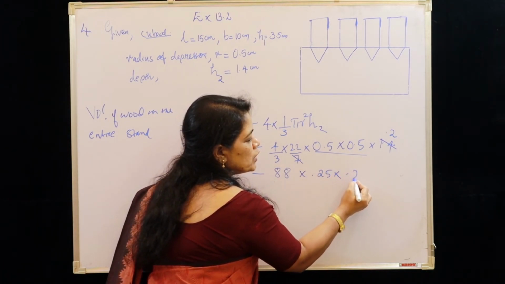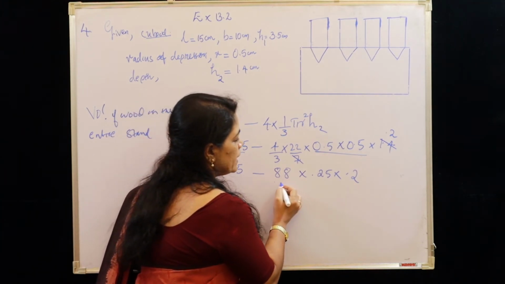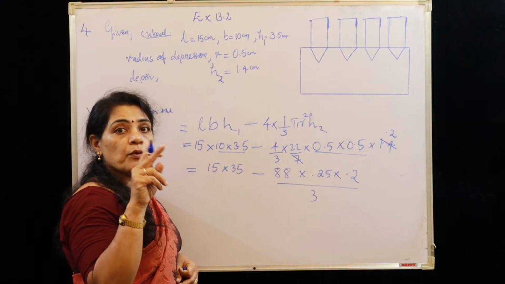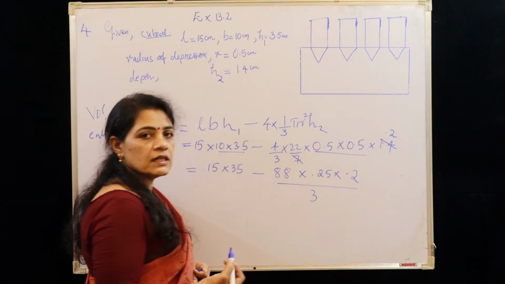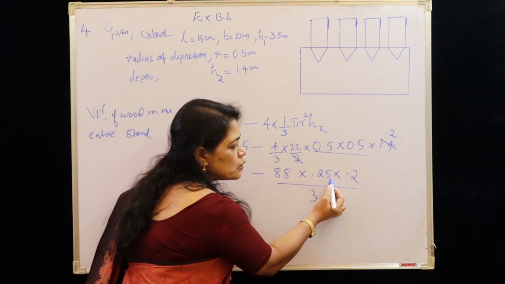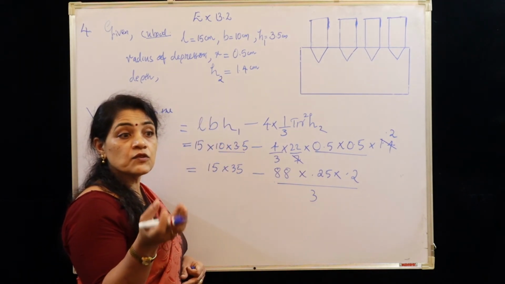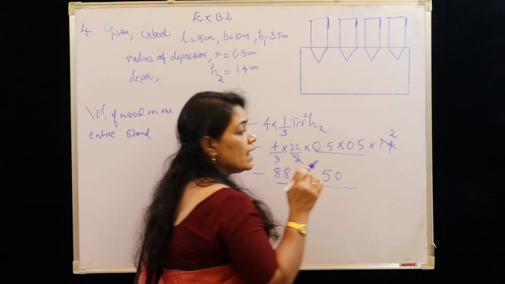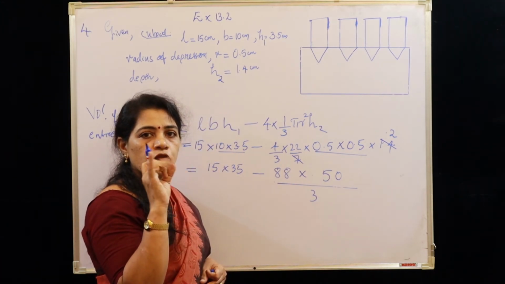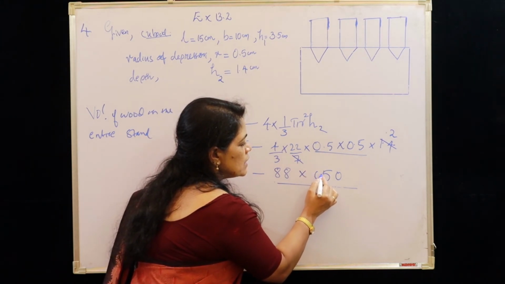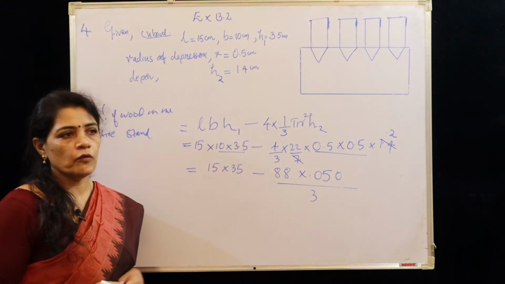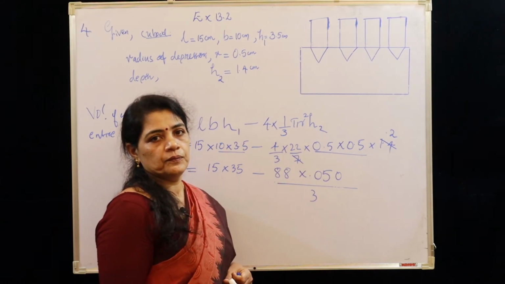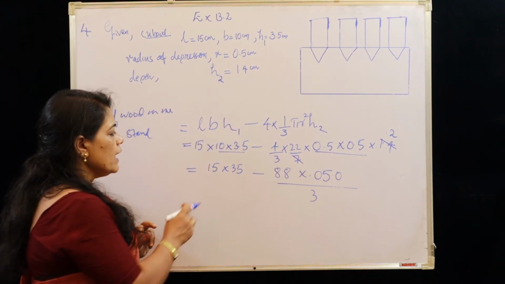0.25 into 0.2, divided by 3. This 7 gets cancelled in 1.4, giving 0.2, which I have written over there. And here 25 into 2 is 50, and there are 3 decimal places, 0.25 and 0.2, so you have to keep 0.050. Hope this step is clear, children. 0.5 into 0.5 into 0.2 is 0.050, and divided by 3. And what will be here?